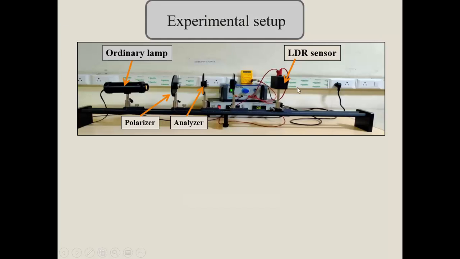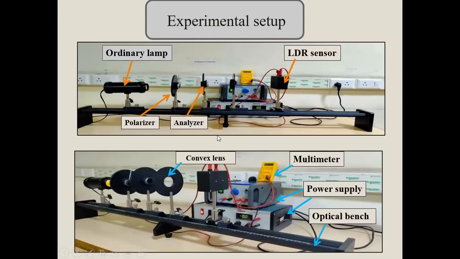And then say this is the polarizer, say this is the analyzer, and this is the LDR sensor in which the signal from the analyzer is fed. Few more components, for example you have the convex lens that is used to focus the polarized beam which is coming out of the second polarizer. Then of course we have two power supplies, one for the lamp and another for the LDR. Then of course one can use the multimeter to get the current from the LDR sensor.